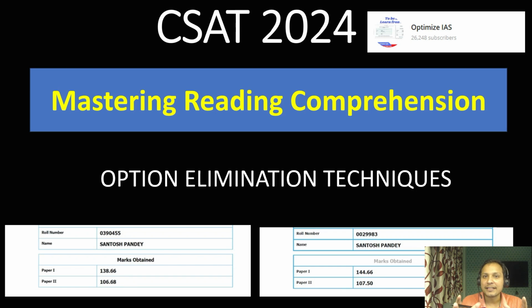Hi friends, welcome back. Let us see again some option elimination tricks which can help us to solve reading comprehension questions in the CSAT paper. Guys, out of all the sections in the CSAT paper, the reading comprehension section can really help you to crack the cutoff very easily. If you are struggling in quantitative aptitude and reasoning section, I would highly recommend everyone to focus more on reading comprehension.